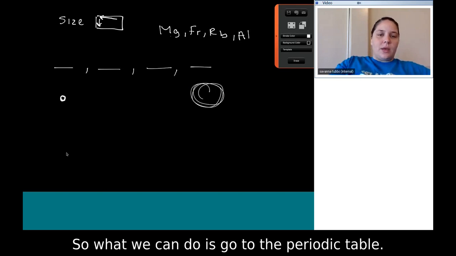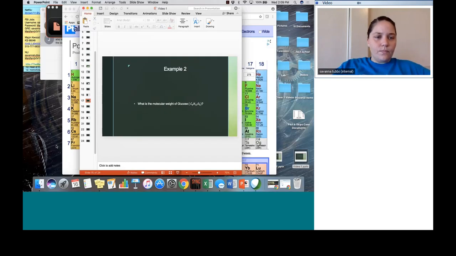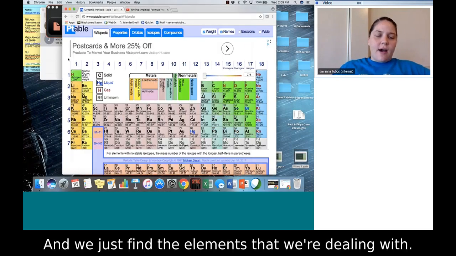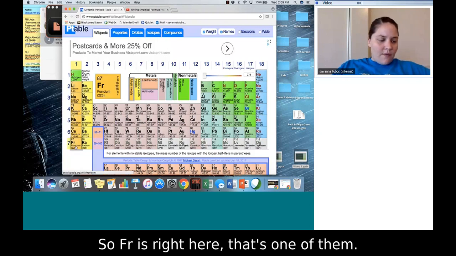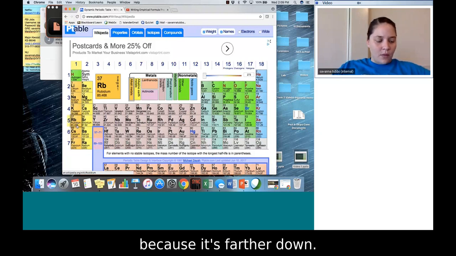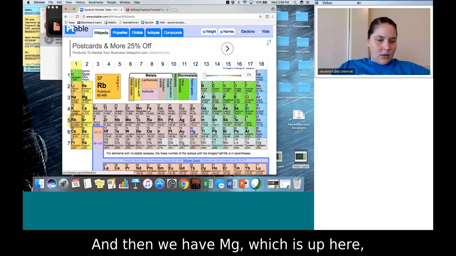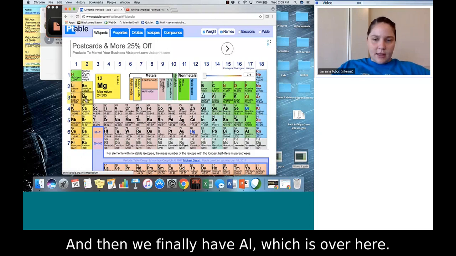So what we can do is go to the periodic table and we just find the elements that we're dealing with. So we want to find the, let's say, the biggest. So our Fr is right here, that's one of them. Rb is right here, so we know that Fr is bigger than Rb because it's farther down. And then we have Mg, which is up here, so we know that that's even smaller than Rb. And then we finally have Al, which is over here.